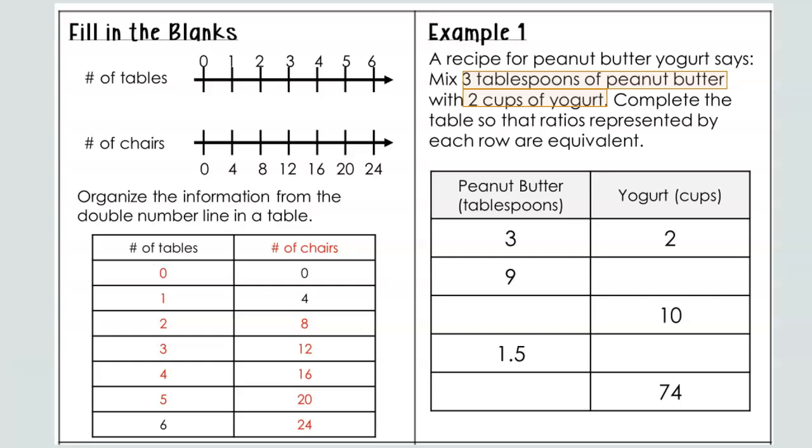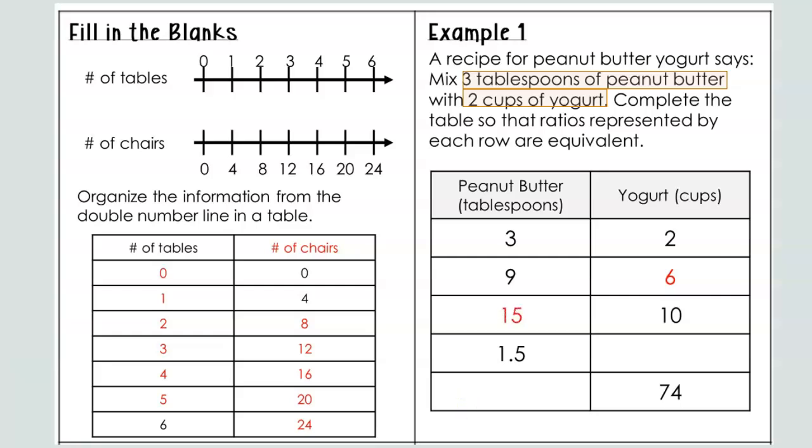To go from 3 to 9 is times 3, so we do the same thing on the other side, which gives us our 6. To go from 3 to that missing value, we have to look at the other side. 2 to 10 is times 5, so 3 times 5 gives us our 15.